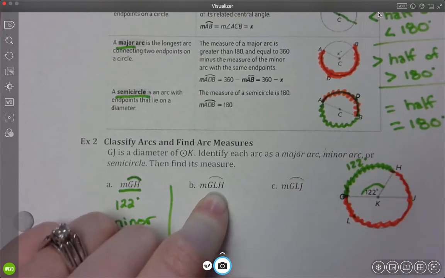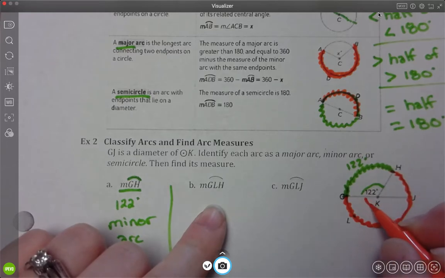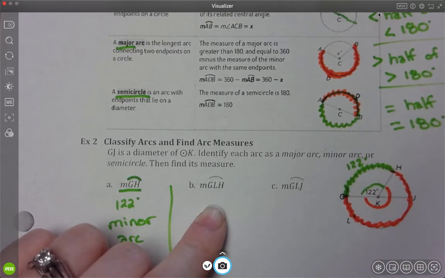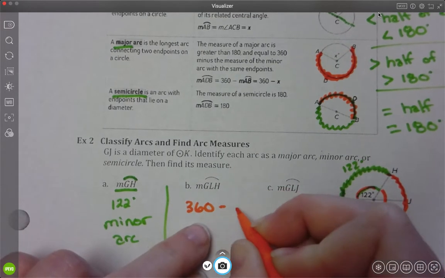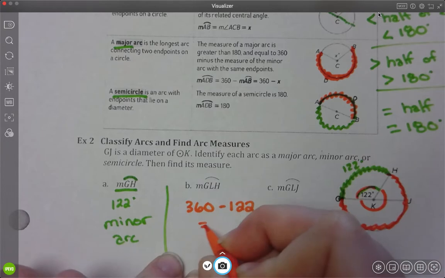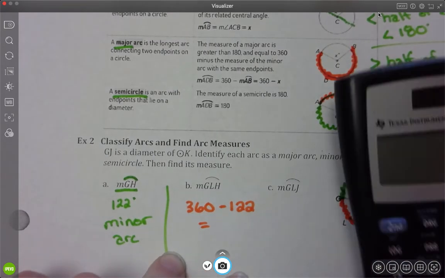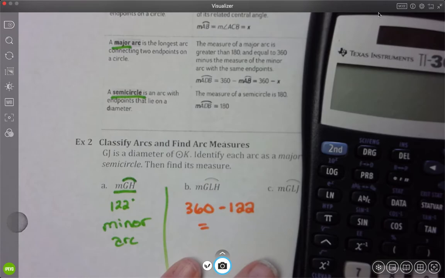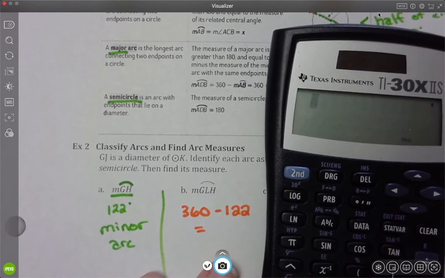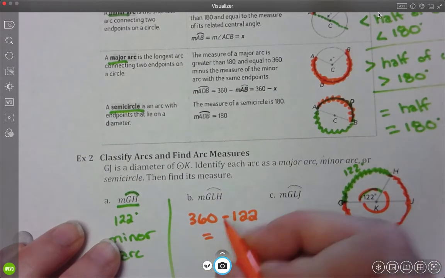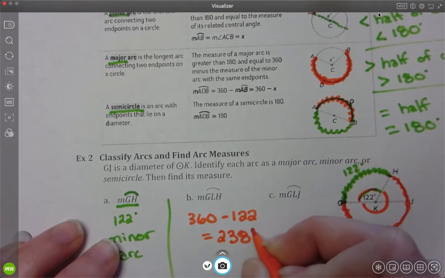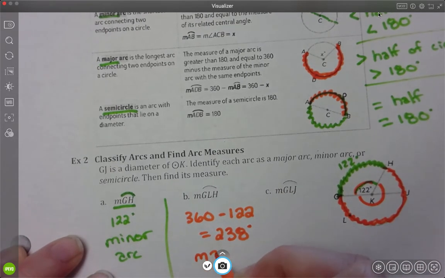So they want to know, first of all, how many degrees is that from here all the way around. Well, GLH is going to be everything except that 122 degrees. If 360 is the whole way, I would take 360 and subtract 122, and that would give me, I don't know, 138 maybe? No, 238. Let me check. 360 minus 122, 238 degrees. And since 238 degrees is more than half of the circle, that's going to be a major arc.